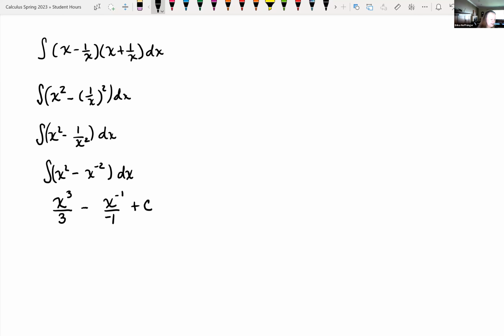And so rewriting this a little bit, I have x cubed over 3, a minus and negative, so this is really plus, and I can bring that x to the negative 1 down to the denominator, so I could rewrite that as 1 over x plus c.